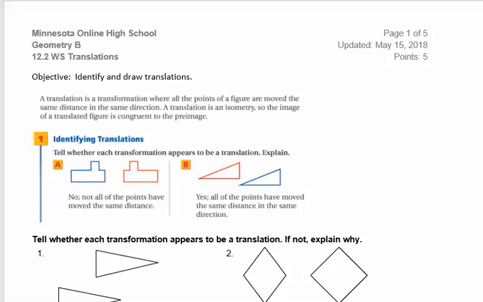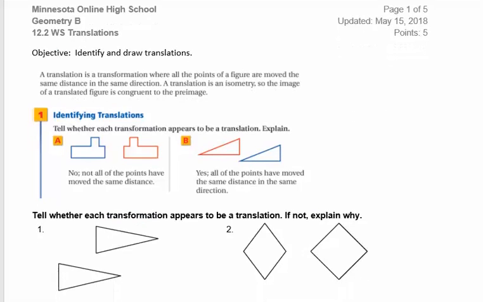In this video, we are going to look at how to do some of the problems on the Chapter 12, Section 2 worksheet. This is on translations of figures. A translation is a transformation where all the points of a figure are moved the same distance in the same direction. This is an isometry. We talked about isometries in the last lesson.